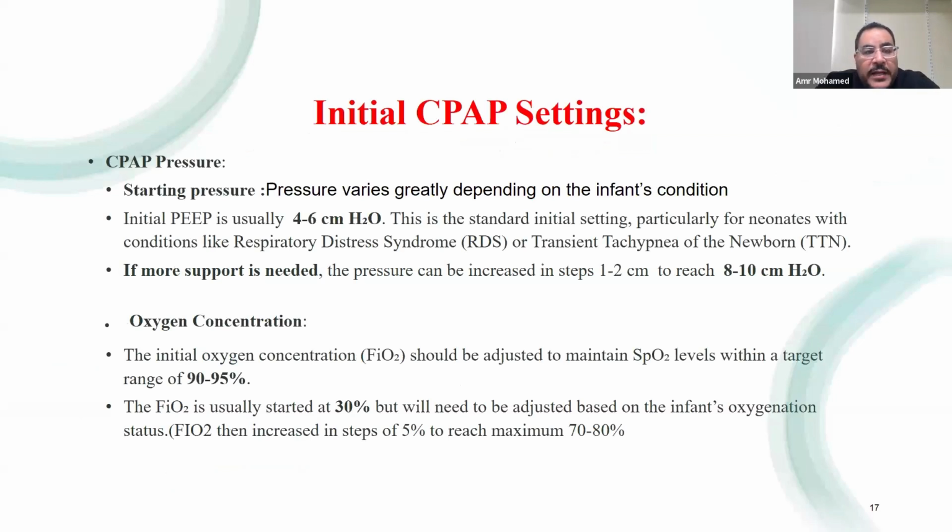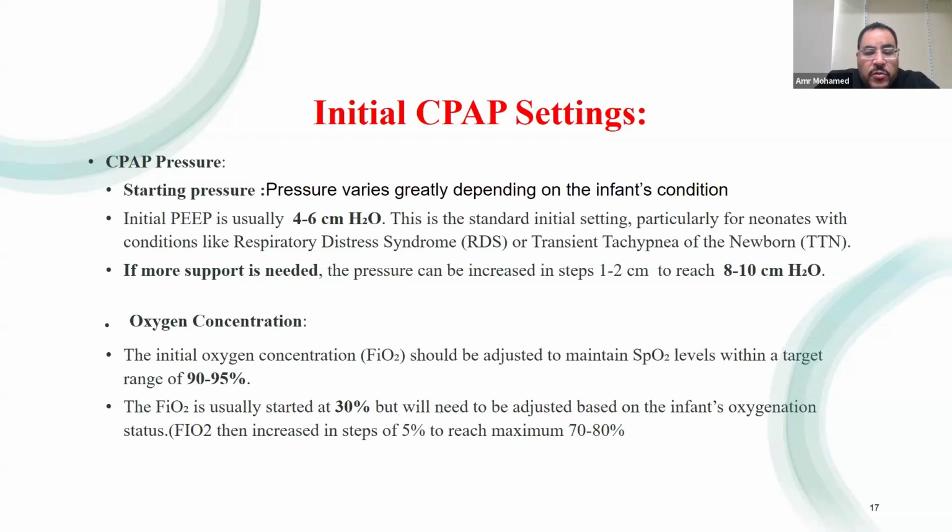Initial setting of CPAP. The starting pressure of CPAP depends on the clinical condition, the size of the infant, the prematurity, and the gestational age. The initial setting is usually around 4 to 6 centimeter H2O, which is the standard initial setting, especially with RDS or TTN. And if more support is needed, we can gradually increase the PEEP by 1 to 2 centimeter to reach a maximum of 8 to 10 centimeter H2O.